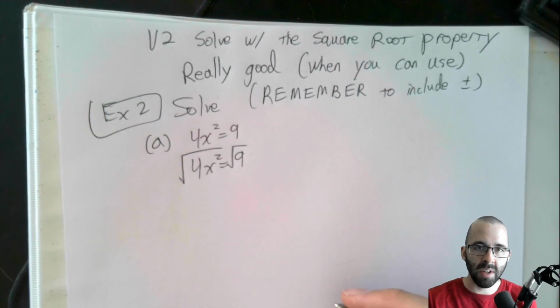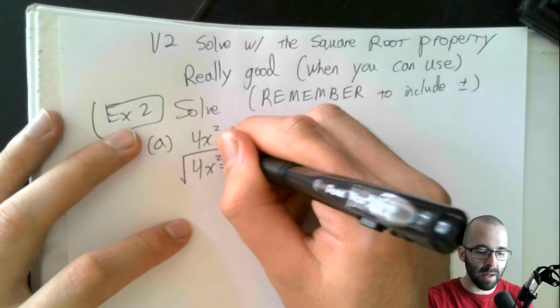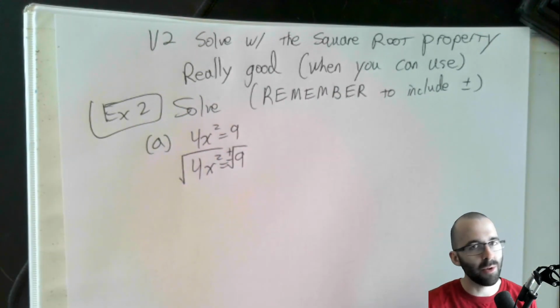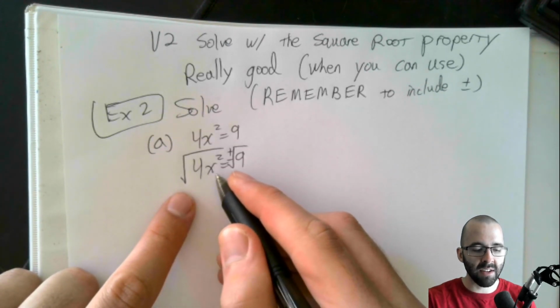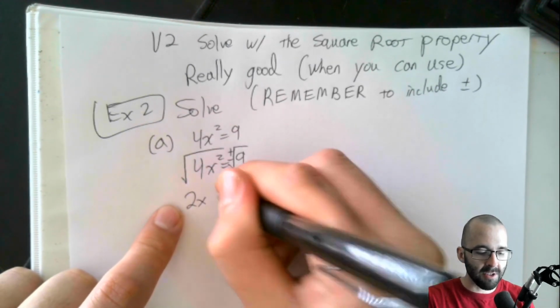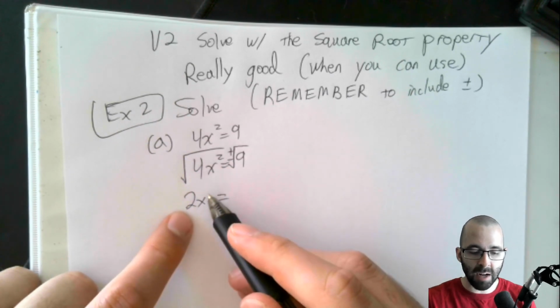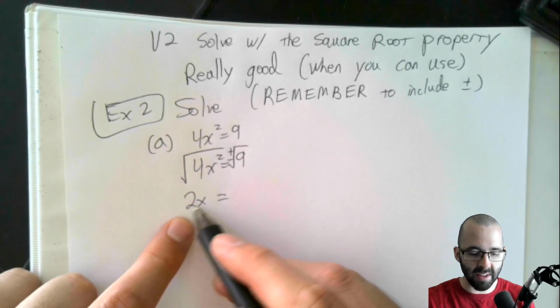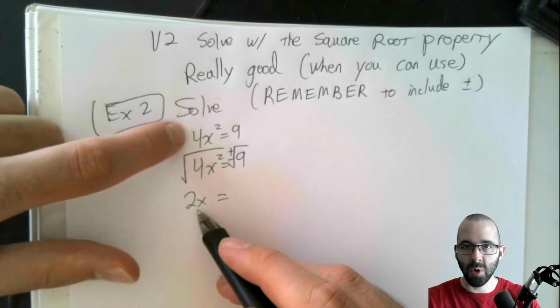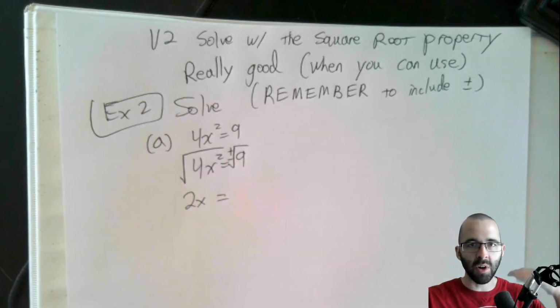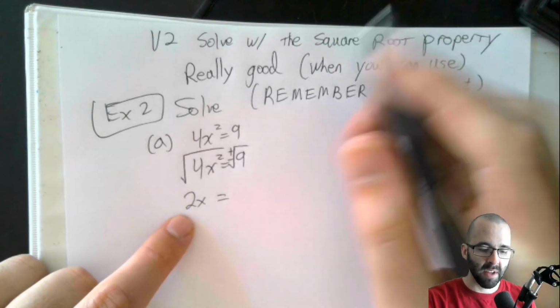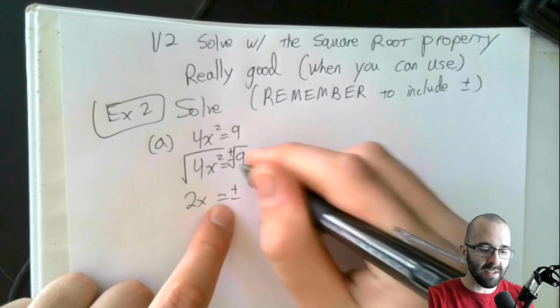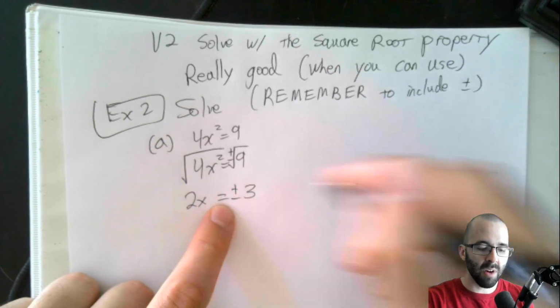But whenever you square root both sides of an equation, you always need a plus or minus. On the left-hand side, we have the square root of 4x squared. That's 2x. You can always check by going backwards, right? If you square this left-hand side, you should get 4x squared. So you should be able to go back and forth. Squaring, square rooting, go back and forth. The right-hand side, we have plus or minus the square root of 9. Square root of 9 is 3.